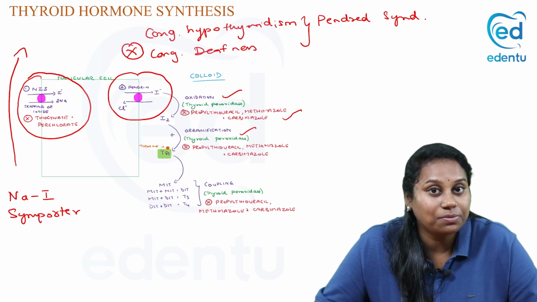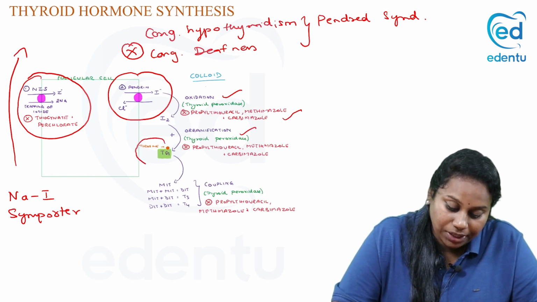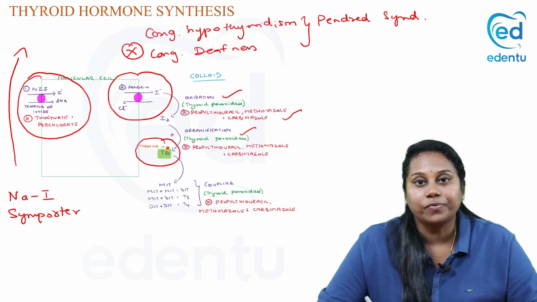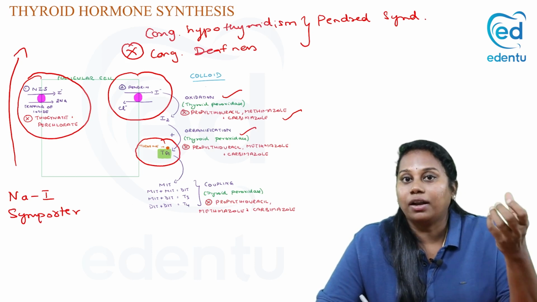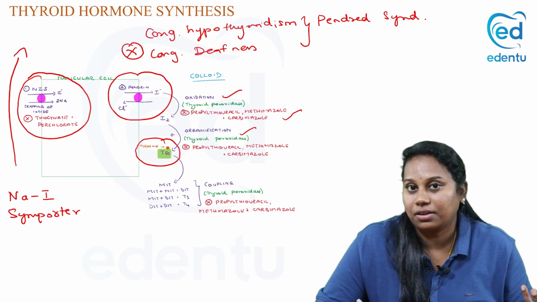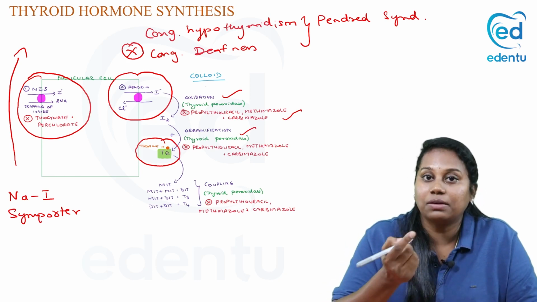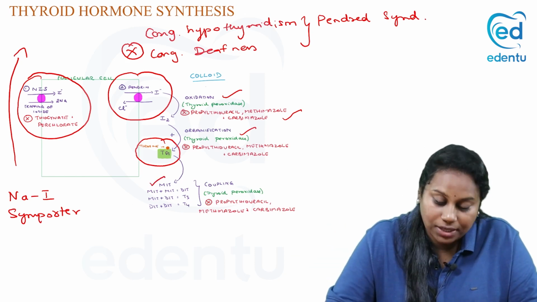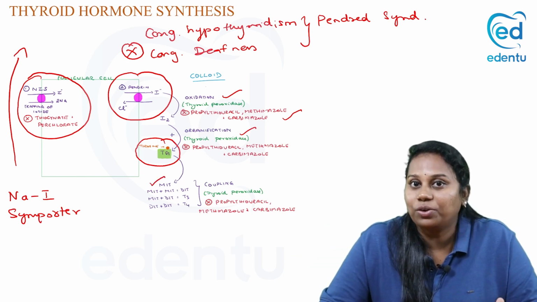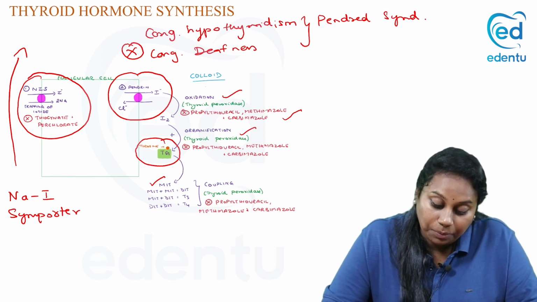Where is this tyrosine present? Tyrosine is present on Tg. Tg means thyroglobulin. So tyrosine is present over the thyroglobulin molecule, and iodine combines with this tyrosine, that is called organification. And when one iodine combines with one tyrosine, it will form MIT. What is MIT? Monoiodotyrosine. It's called MIT.